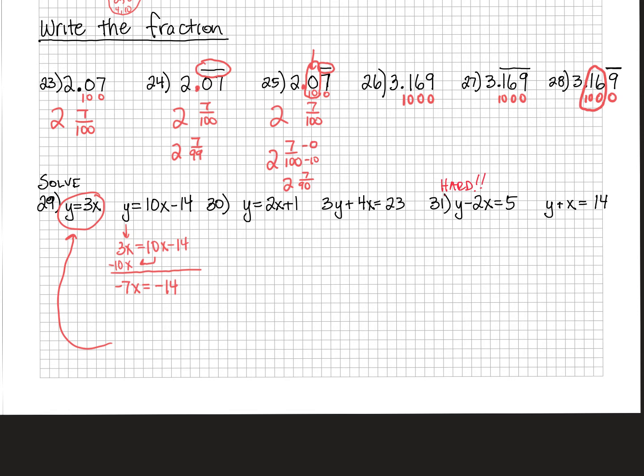Let's see. For this one, we know y is the same thing as 2x plus 1. So over here, I'm going to take y out and put in 2x plus 1. But everything else is going to be the same. So I got to plug in the 3 in front of the y, the plus 4x equals 23. So now I got to do my distribution. 3 times 2x is 6x. 3 times 1 is plus 3. And then plus 4x equals 23. When I combine those, I get 10x plus 3 equals 23.